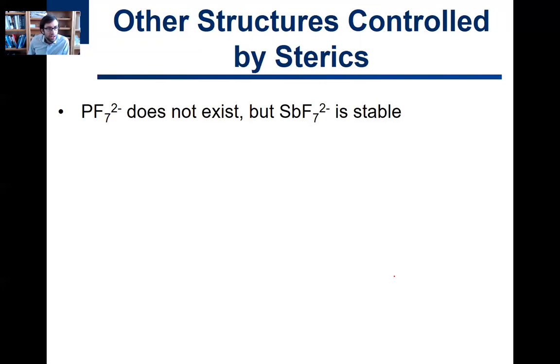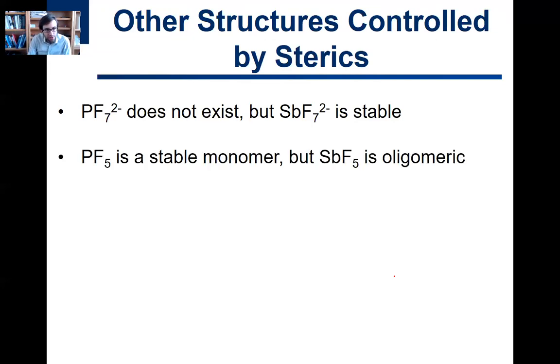And so there's enough room. It provides a bigger center sphere point to put these 7 fluorine ligands, right? You have a lot of highly electronegative ligands all next to one another. PF5, that's a stable monomer, but antimony pentafluoride wants to form oligomers.